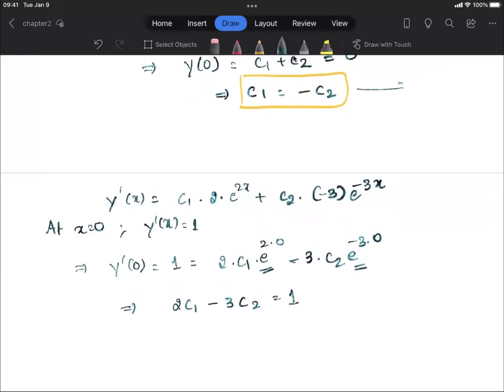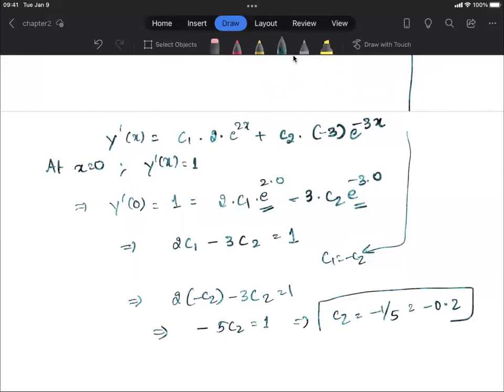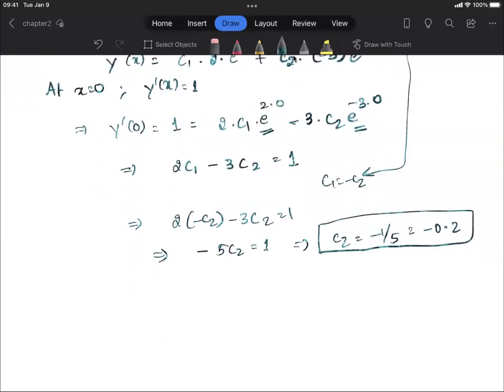However, from here, we know that c1 equals negative c2. So I'm going to plug that information in here to get 2 times negative c2 minus 3c2 equals 1, or this is going to be negative 5c2 equals 1, which means c2 is negative 1 by 5 or negative 0.2. So we know the value of c2, and c1 is nothing but the negative of c2, which means it's going to be 1 over 5 or 0.2.